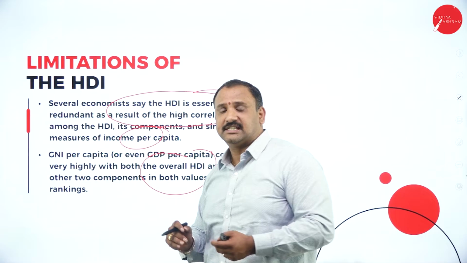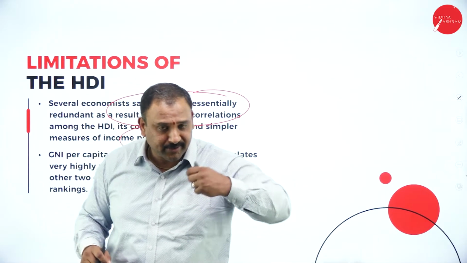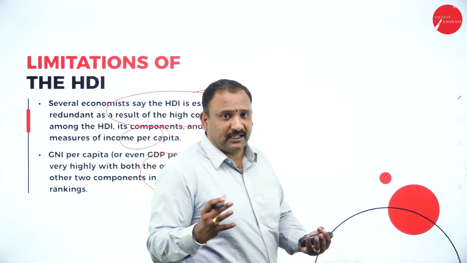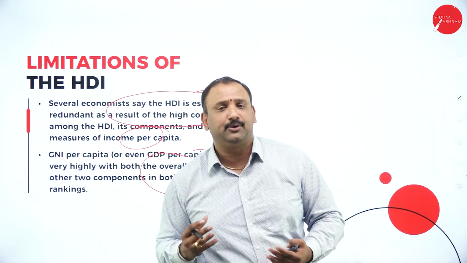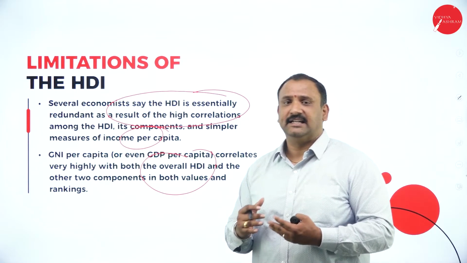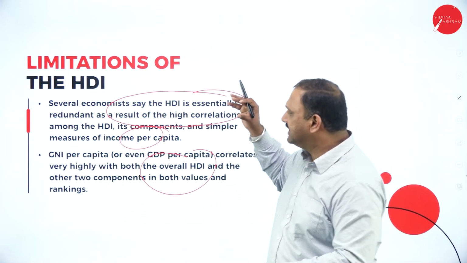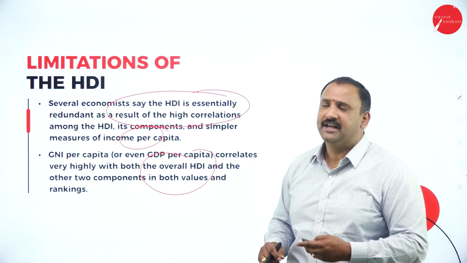Why I tell you this is that if a nation is already doing good in terms of economic value, in terms of system, in terms of quality of life and living factors, automatically the income would also be high. So this is probably what most of the economists feel, that it's very simple and it's already a preset kind of situation. So these are some of the limitations that we are noticing in terms of HDI.